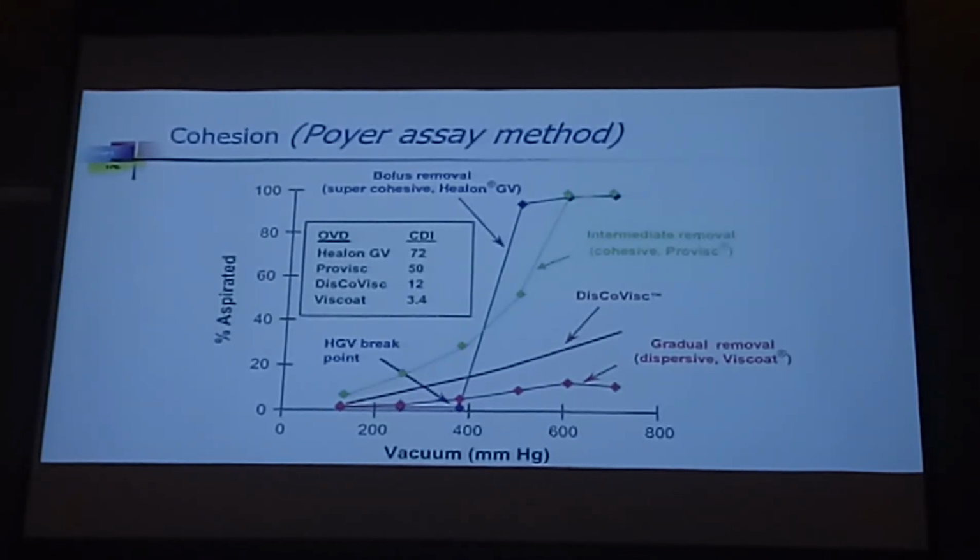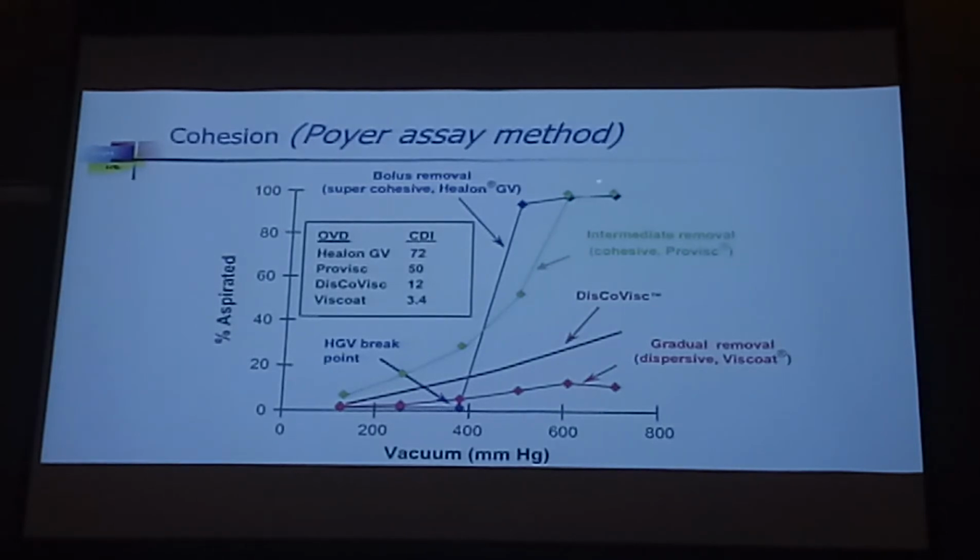We show the different types of viscoelastic. The dispersive, for example: the higher the vacuum, the more of it is removed. But if you use too high a vacuum, it tends to cause a lot of turbulence. You could cause some injury to the corneal endothelium. But for the cohesive, you look at this, from 400 to perhaps 440, that's where most of the viscoelastic can be removed.